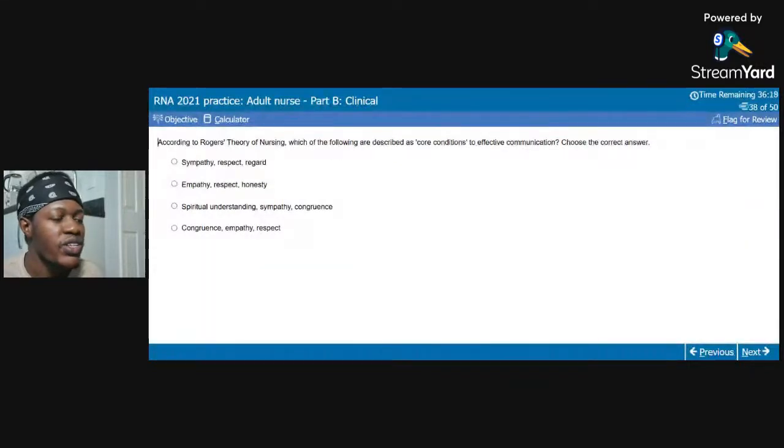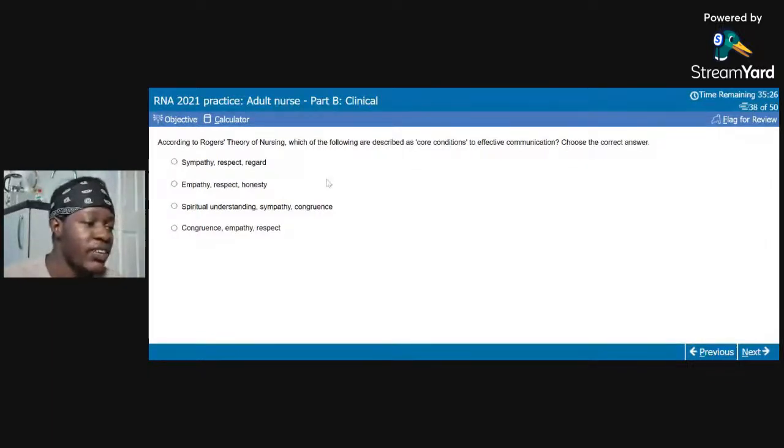According to Rogers' theory of nursing, which of the following are described as core conditions to effective communications? Choose the correct answer. That should be congruence, empathy, and respect. Wait, what does congruence mean again? Let me quickly search my dictionary. Congruence means agreeing or corresponding. No, no. Our answer should be empathy, respect, and honesty. I'm not sure about that congruence.